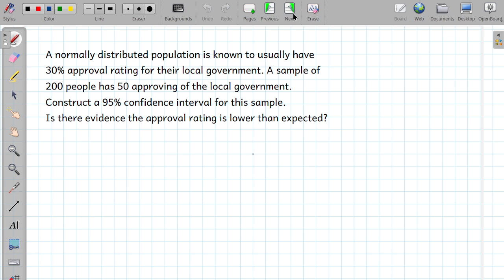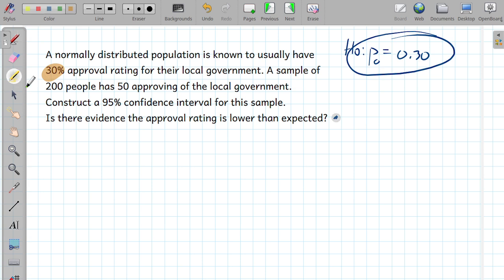So let's do the 95% confidence interval. Well, let's go through here first off and see what is going on. If we highlight this, we see the population is known to usually have a 30% approval rate. Okay, what does that tell us? Well, that tells me that H null, in other words, the p null, is 0.30. I need to know that to answer this thing down here, but I'm just walking through here to label things.